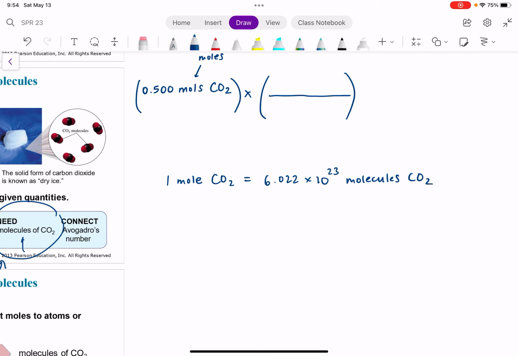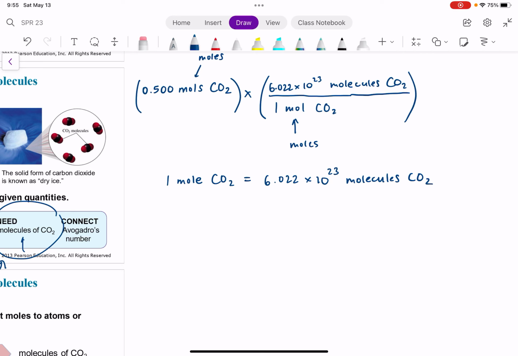So if I want to cancel out moles and end up with molecules, what number needs to go on the bottom here? Do I need Avogadro's number or this one? Yeah, I need moles on the bottom. So 1 mole of CO2. So this stands for moles as well. It's just the singular version. So instead of plural, right? Moles versus mole. Anyway, so 1 mole of CO2 is 6.022 times 10 to the 23rd. Let me give myself a little more room here. Molecules CO2.